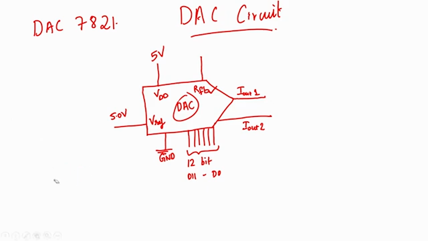Now most of the outputs we visualize in all circuit design, we visualize as voltages, correct, and this IC is giving us output in the form of current.